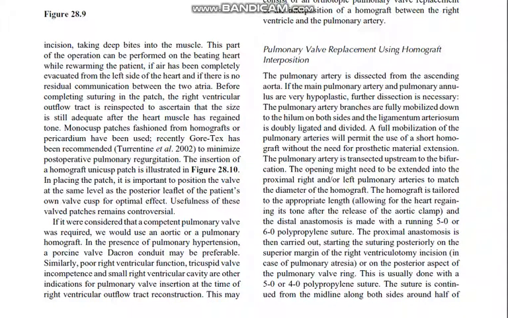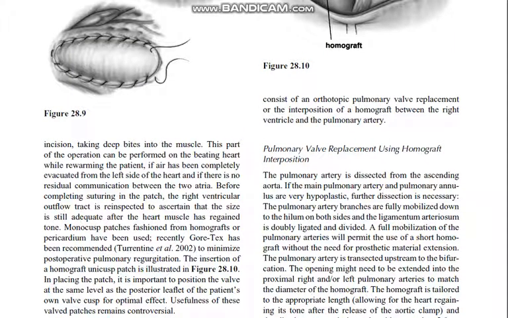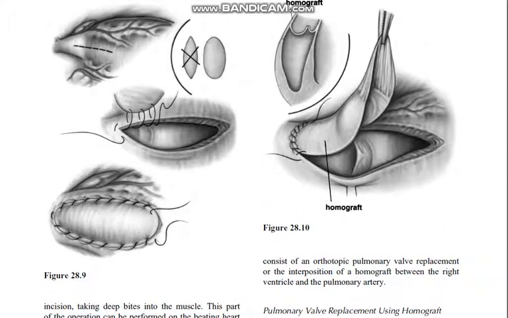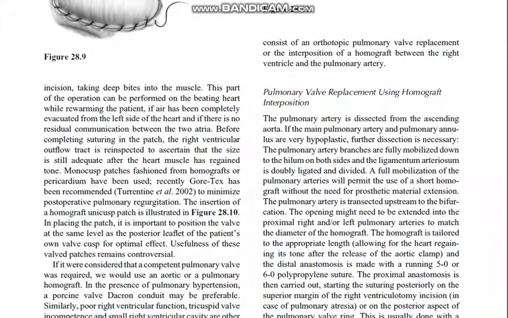This may consist of an orthotopic pulmonary valve replacement or the interposition of a homograft between the right ventricle and the pulmonary artery. Pulmonary valve replacement using homograft interposition. Here we can see the homograft with monocusp, pulmonary valve replacement using homograft interposition.